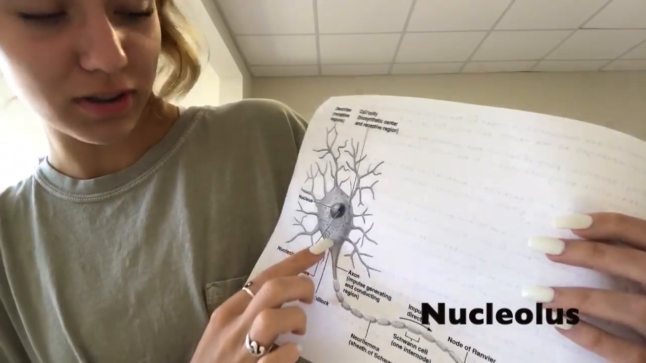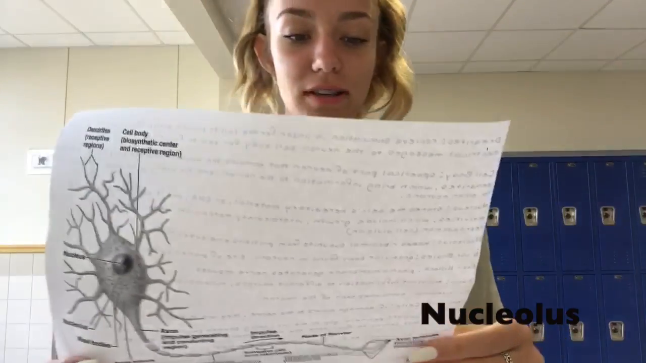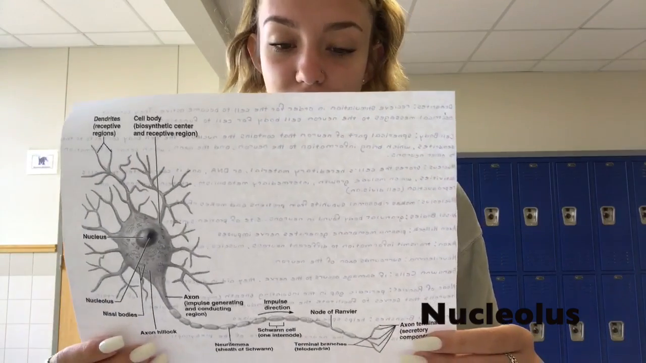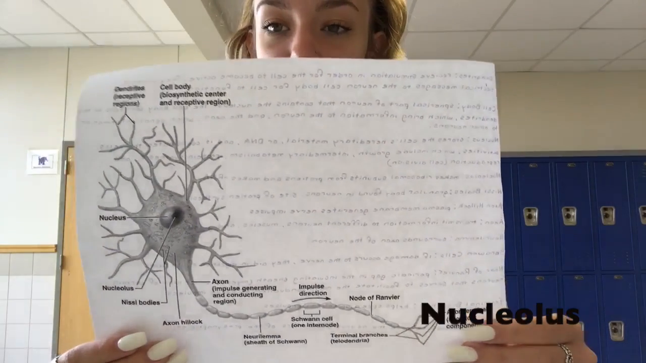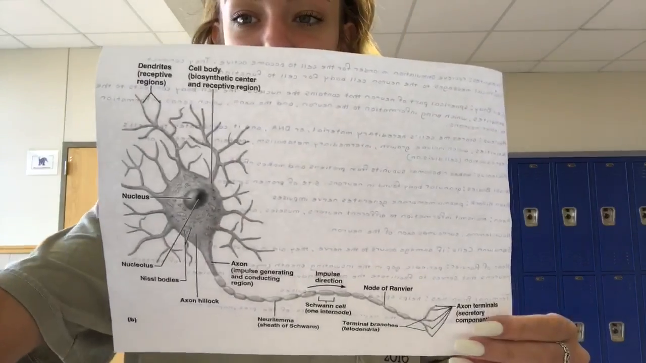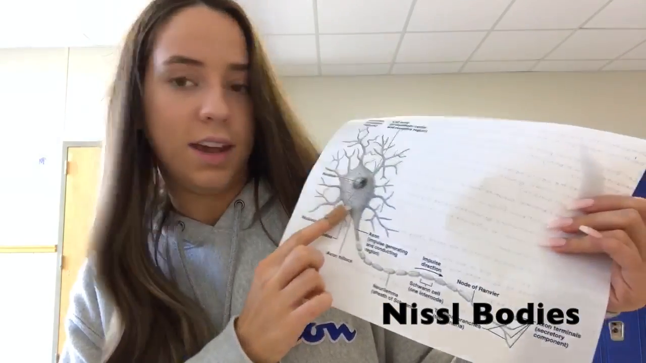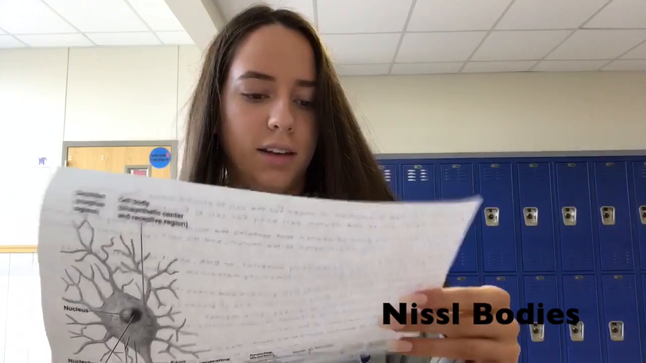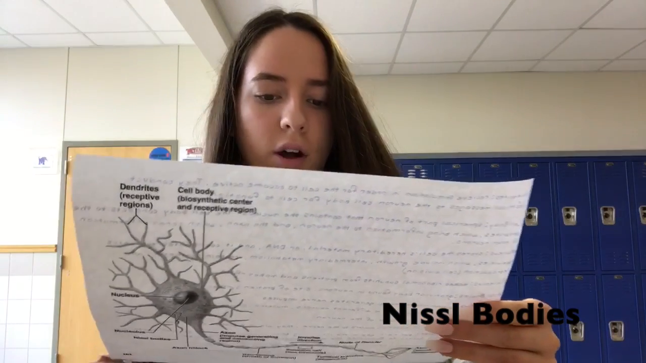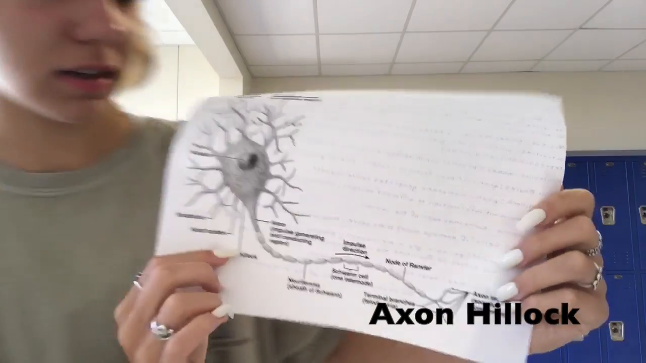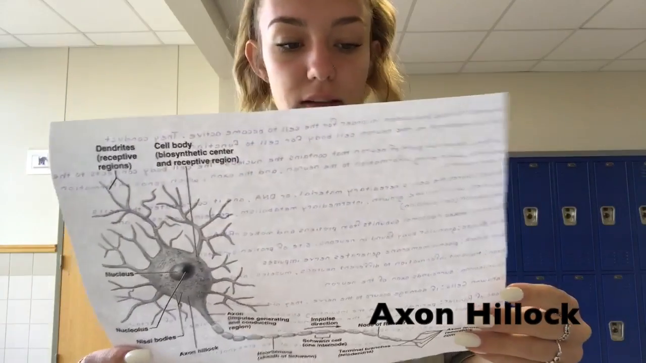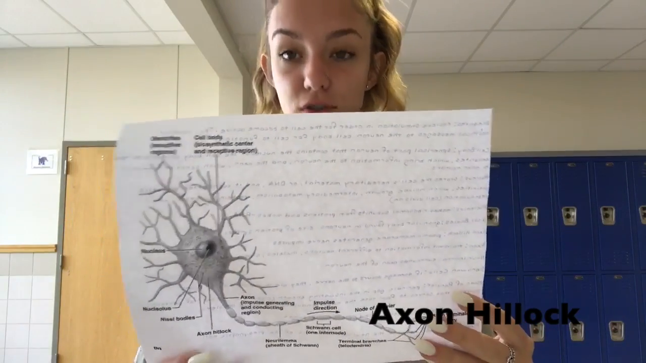This is the nucleolus. The nucleolus makes ribosomal subunits from proteins and makes rRNA. Next we have the Nissl bodies, which is right here. It's a granular body found in neurons. It's the site of protein synthesis. So this is the axon hillock. The axon hillock is a plasma membrane that generates nerve impulses.